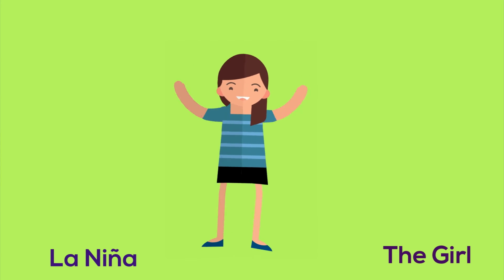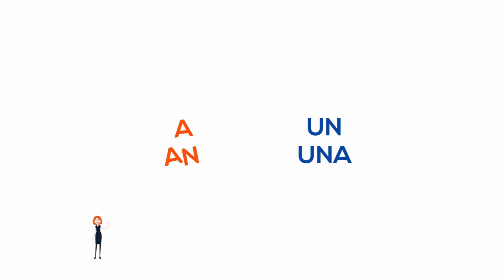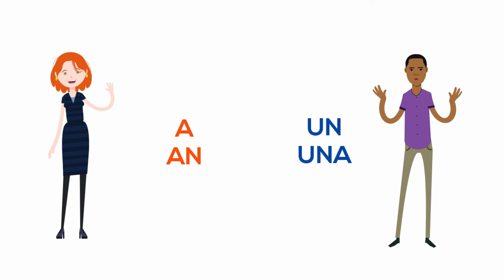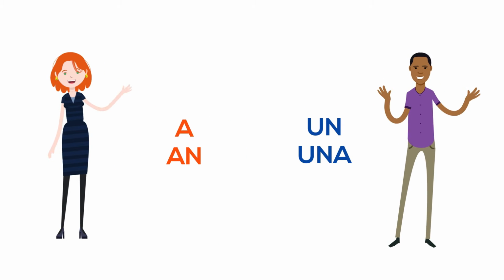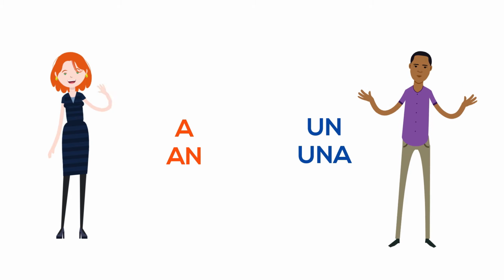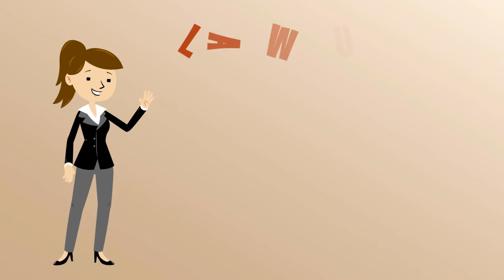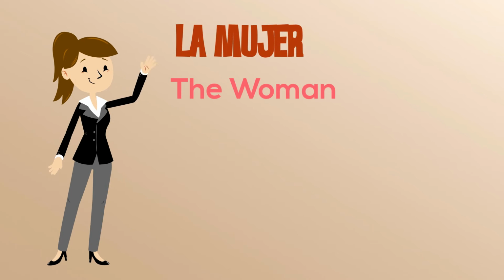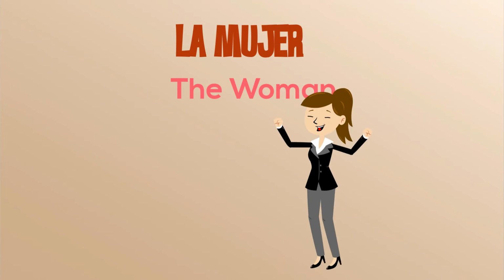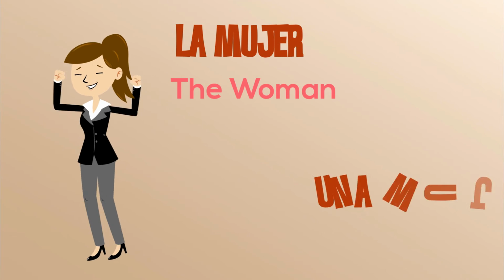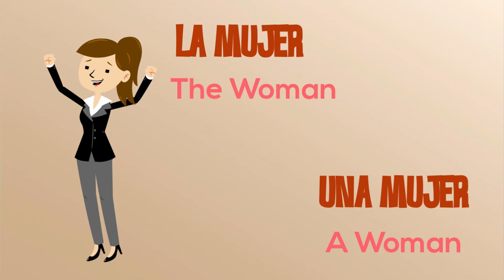So notice. Now the indefinite article, un and una. A car, a piano, and so on. Let's see the examples. La mujer, that means the woman, the definite article, in this case singular feminine la, and una mujer, a woman.